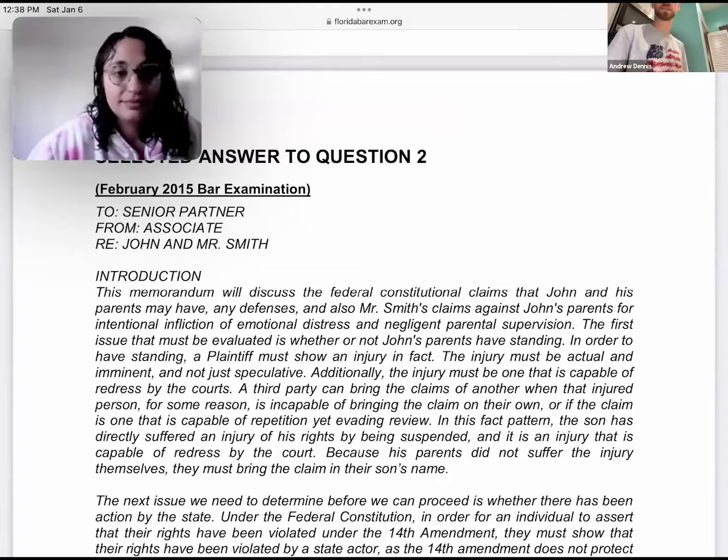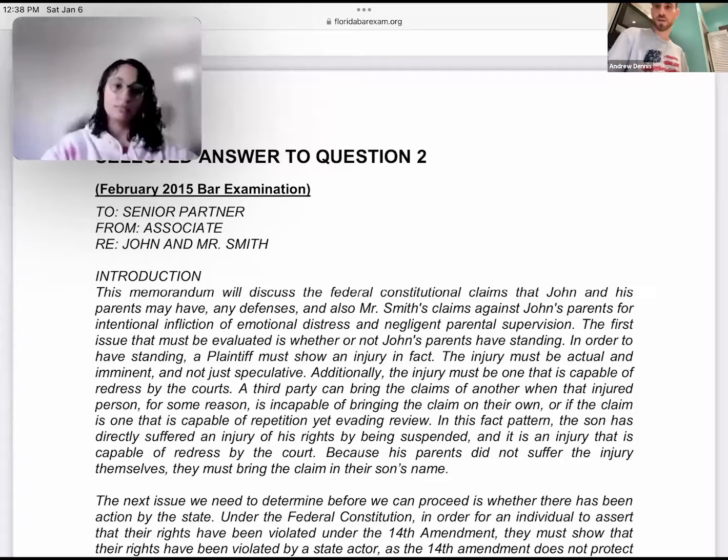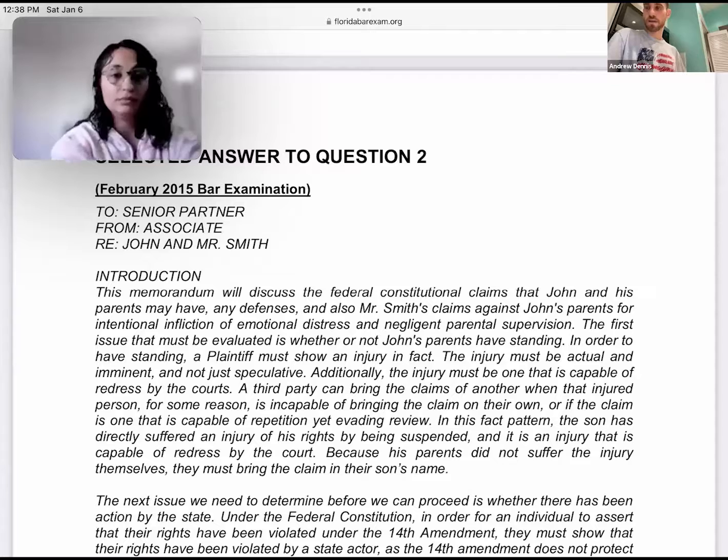See, they set up essays just like me. To, from, re. I like to set up a memo form, and then I like to say what the memo will discuss. That doesn't get you any points. It just helps me get into gear. This memo will discuss the federal constitutional claims, defenses, and the negligent stuff.